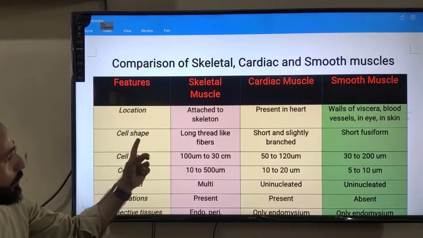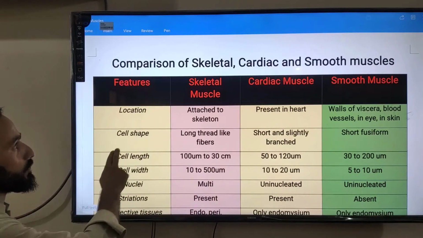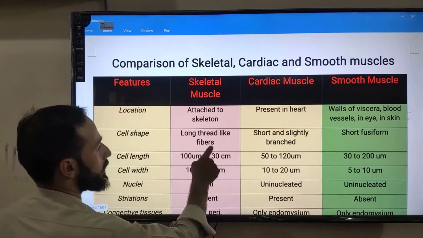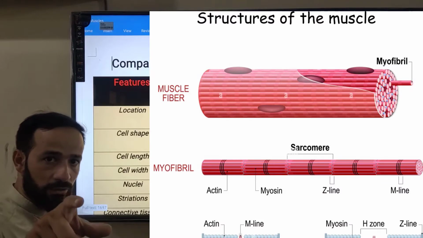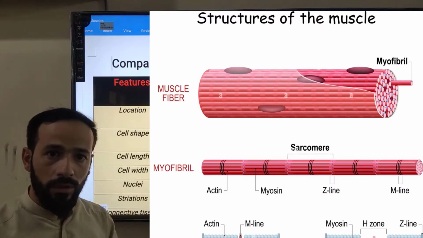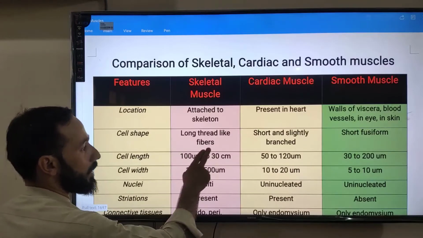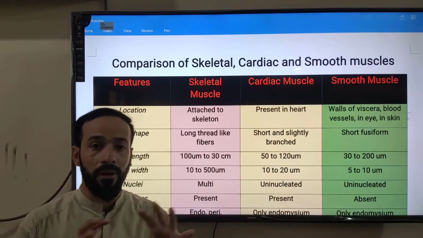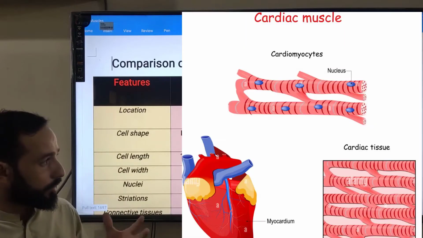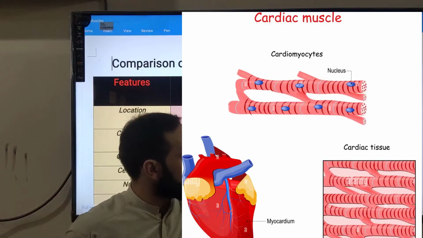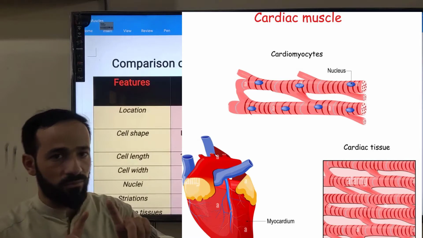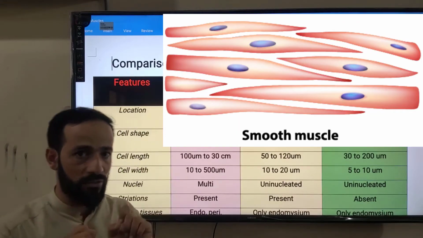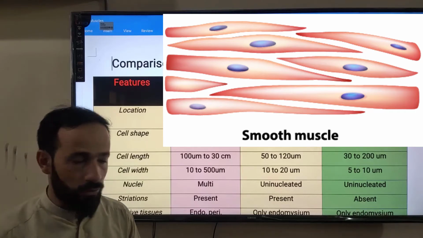The second feature is the cell shape. What is the shape of the skeletal muscle cells? They are long thread-like fibers, which you can see right now on the screen. The cardiac muscles are short and slightly branched, which you can see on the screen. And smooth muscles are short and fusiform, which I am showing right now on the screen.